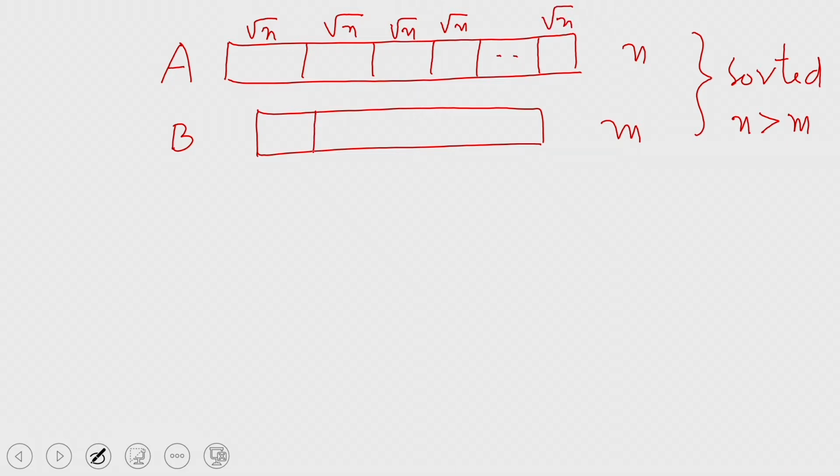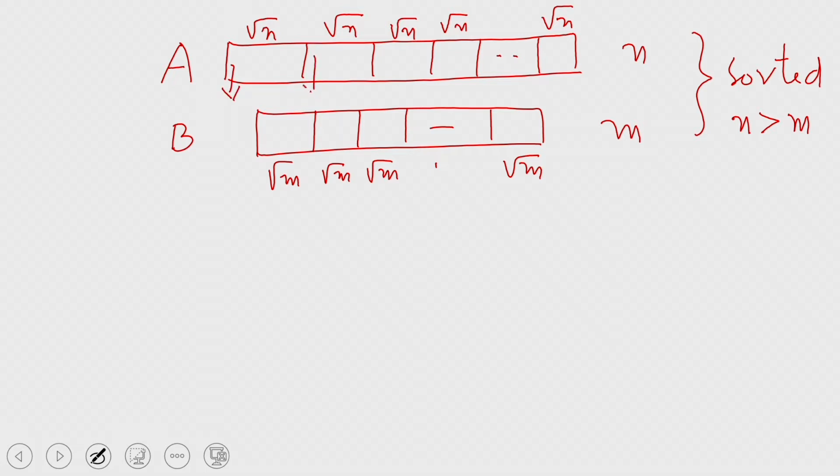The second array is divided into segments of size root m each. And then from each segment we pick out the first element as a leader. All this is exactly as we had seen earlier. From every segment we pick out the first element as a leader.